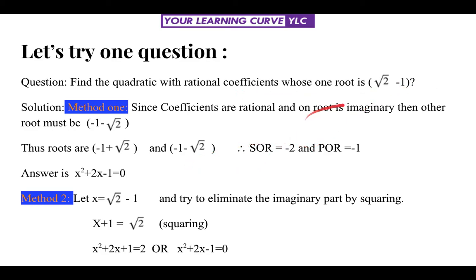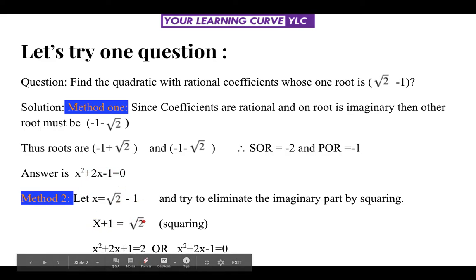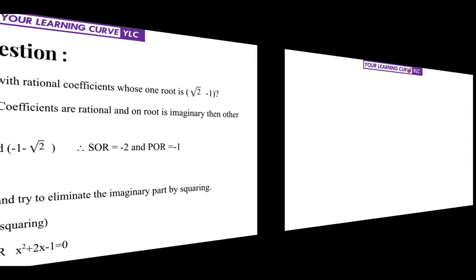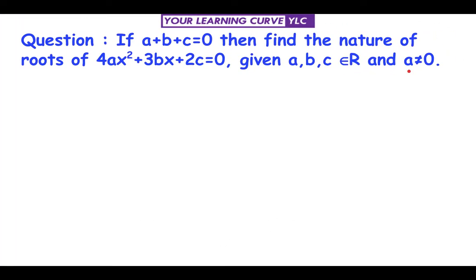What we do, we square to get rid of this root sign as well as we get a second degree equation. So, you transfer this minus 1 to the other side, you get x plus 1 is equal to root 2. Squaring, you get x square plus 2x plus 1 is equal to 2, or x square plus 2x minus 1 is equal to 0. In both the cases, the answer is same. This is your answer. Now, let us do some good questions.